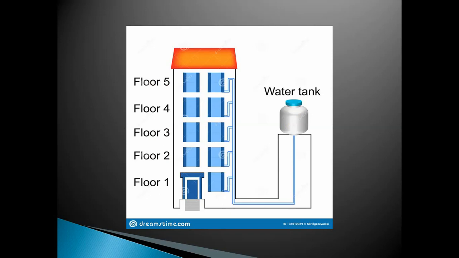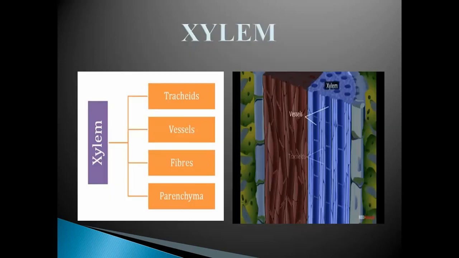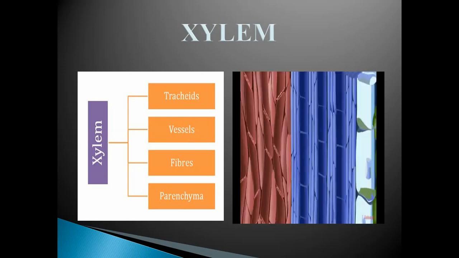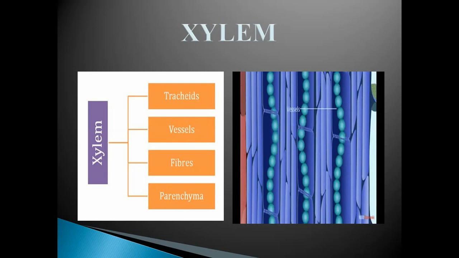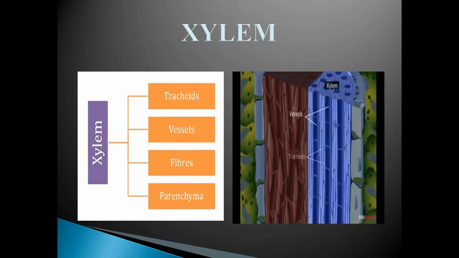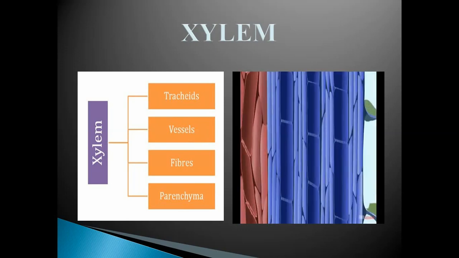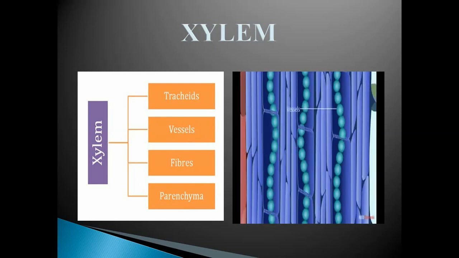Now, when we talk about the function of xylem tissue, it can be considered similar to the pipelines of a building that carry water to different floors of the apartment against gravity. So the xylem tissue carries water from root to other parts of the plant, especially to the leaves. Now here in the picture you can see the cells of xylem tissue. They are tracheids, vessels, fibers, xylem fibers and xylem parenchyma.